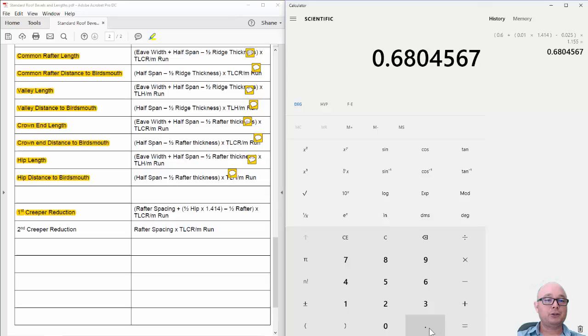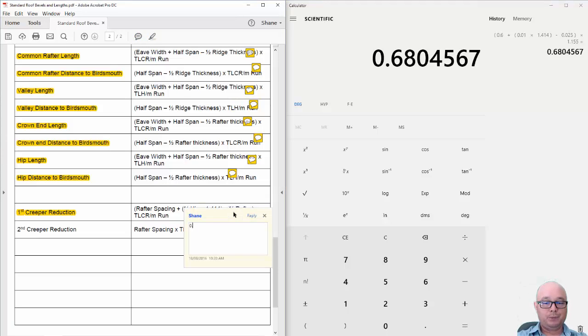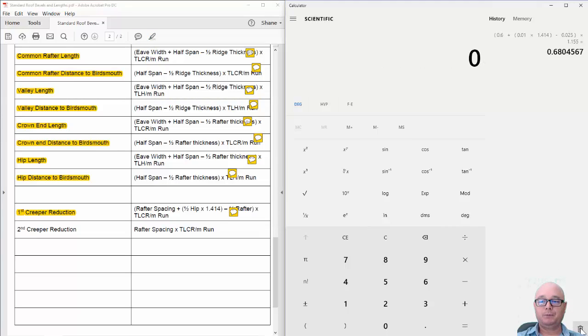equals. So our first creeper reduction is 681 millimetres. The 4 will be rounded up by the 5, so that 0 becomes a 1. So the first creeper reduction will be 681 millimetres, or 0.681. So I'll just put that there with a sticky note, 0.681. So that's the first creeper reduction. I'll just clear that calculation.